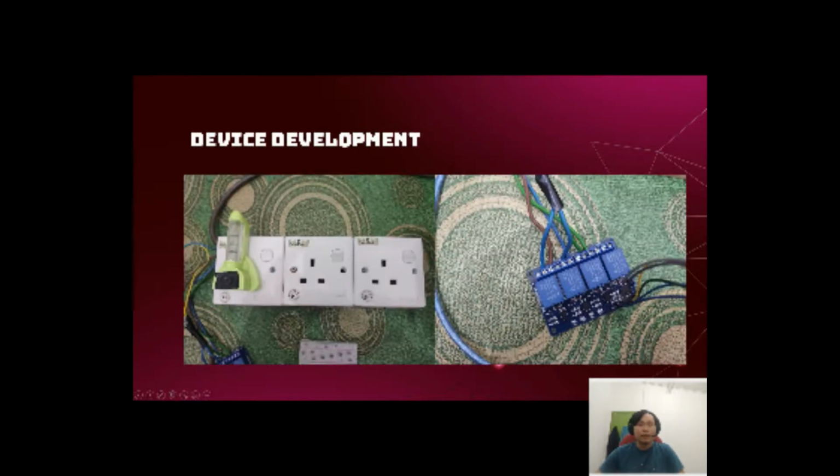Next, device development. The power strip socket was assembled using 3 socket plugs attached next to each other. Then the neutral and earth wires are connected to each of the respective socket plugs, except for the live wire.